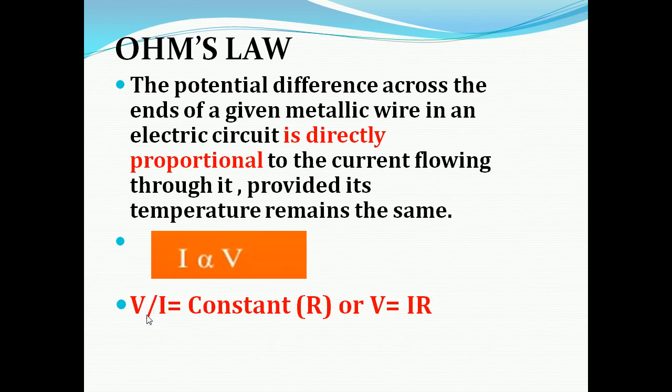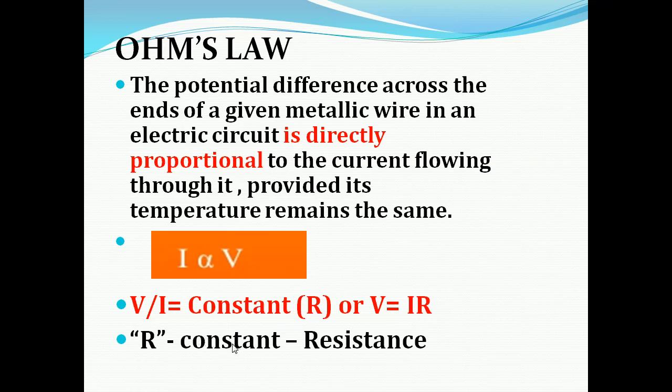So it can be expressed as V by I is equal to constant. The constant is denoted by the letter R. It is also called resistance. So Ohm's law can be expressed by using the formula V is equal to I into R. That is, potential difference is equal to current into resistance. So R is a constant which is called resistance.